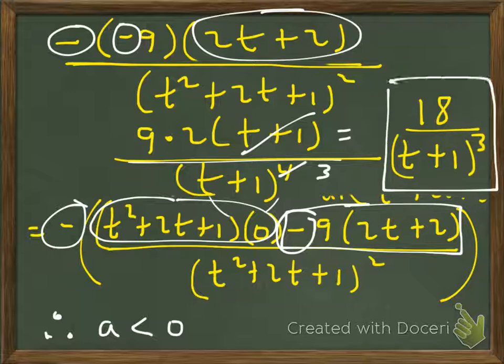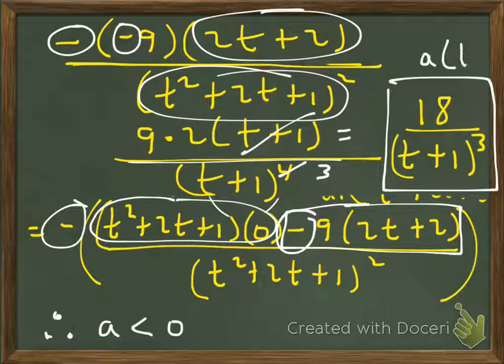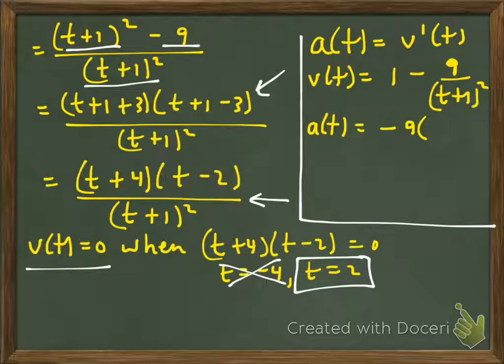I would challenge you, if I didn't show you enough steps, to write it out yourself and factor that trinomial again, and you'll see that unless I made another mistake, I'm pretty sure this is accurate. A sub t, or a of t. So we have the acceleration in terms of t. We have back here the velocity in terms of t.